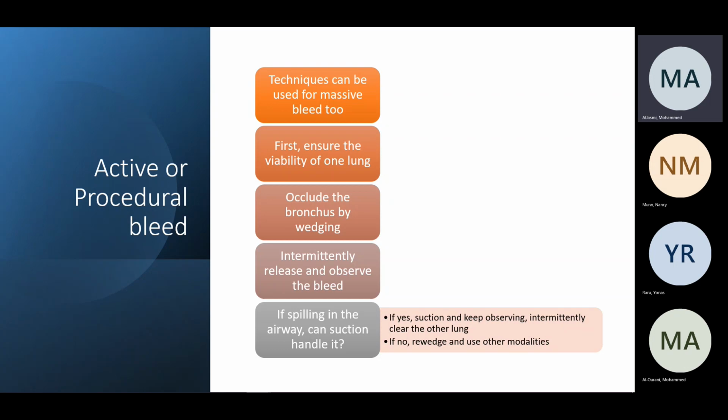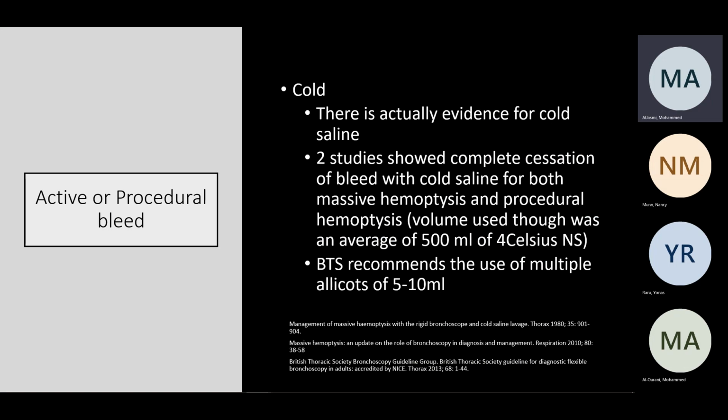All the techniques that we talked about can be used inside the procedure. So there are multiple ways of dealing with active bleeding when you're doing a bronch for hemoptysis or procedural bleed. You can use cold therapy. It is recommended by BTS, the British Thoracic Society, to use multiple aliquots of cold saline, but it's not based on any study. It was just expert opinion. The only two studies I found about the cold therapy involved injecting large volumes of 4 Celsius normal saline.